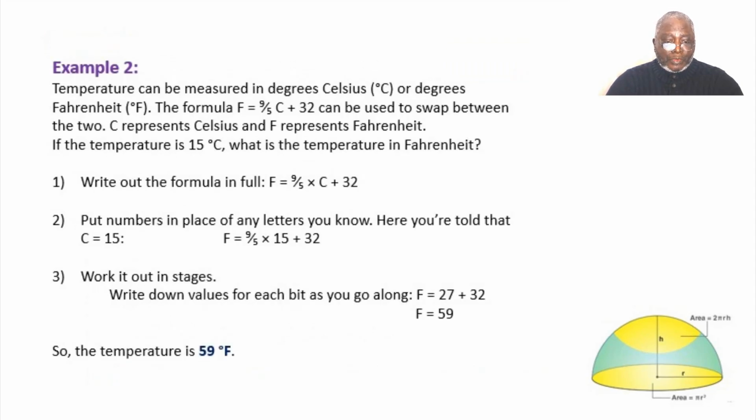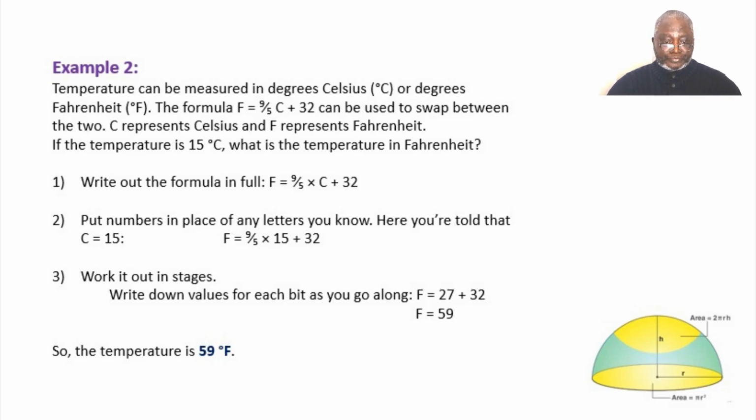Example 2. Temperature can be measured in degrees Celsius or degrees Fahrenheit. So the formula for Fahrenheit is F equals 9 divided by 5 times C plus 32. That can be used to switch between the two. C represents Celsius and F represents Fahrenheit. If the temperature is 15 Celsius, what is the temperature in Fahrenheit? You need to convert from Celsius to Fahrenheit.